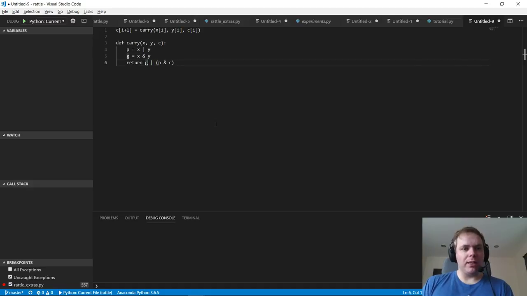That's why it's called the propagate. Generate means, regardless of the input carry, there's always an output carry. Propagate means there's an output carry if and only if there is an input carry. So it propagates the input carry to the output. So this is just the carry function. And really what we're trying to do is compute this carry vector, this bit vector, efficiently.